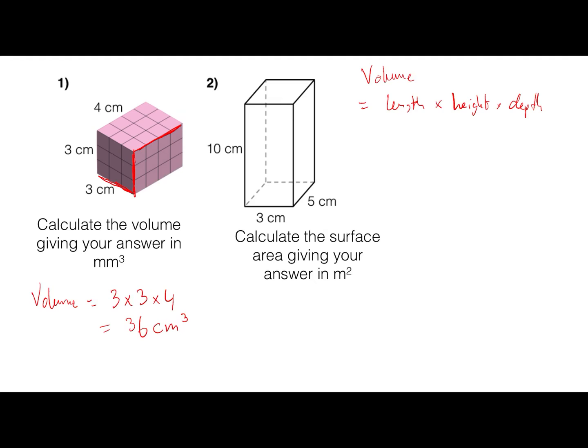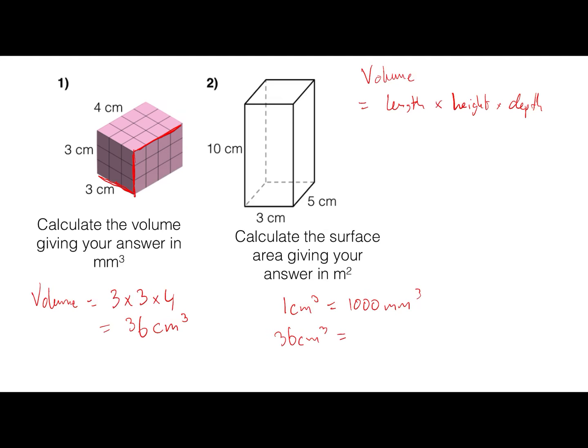But that's not actually what the question asked for. The question asked for the answer in millimetres cubed. So I've now got to change that 36 centimetres cubed into millimetres cubed. So how do I do it? The same way as we did the previous questions. We know that 1 centimetre cubed is equal to 1,000 millimetres cubed.